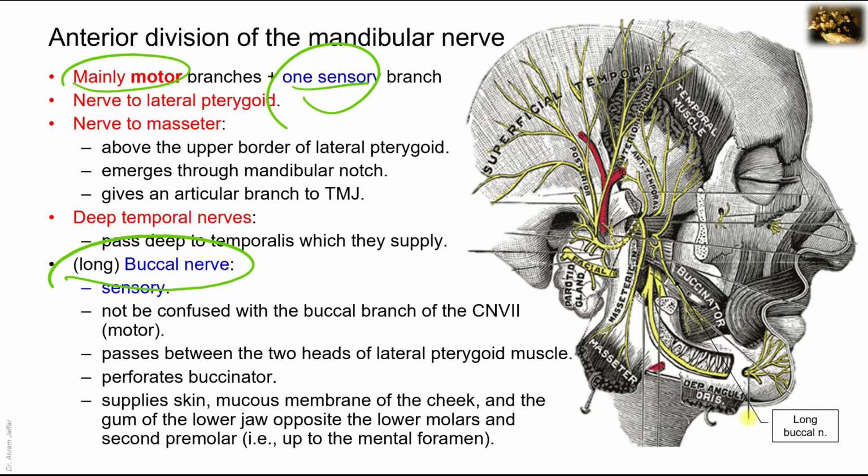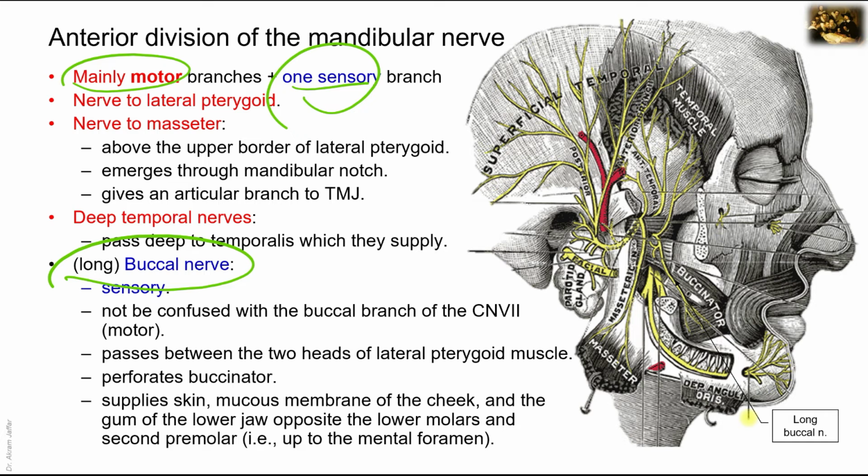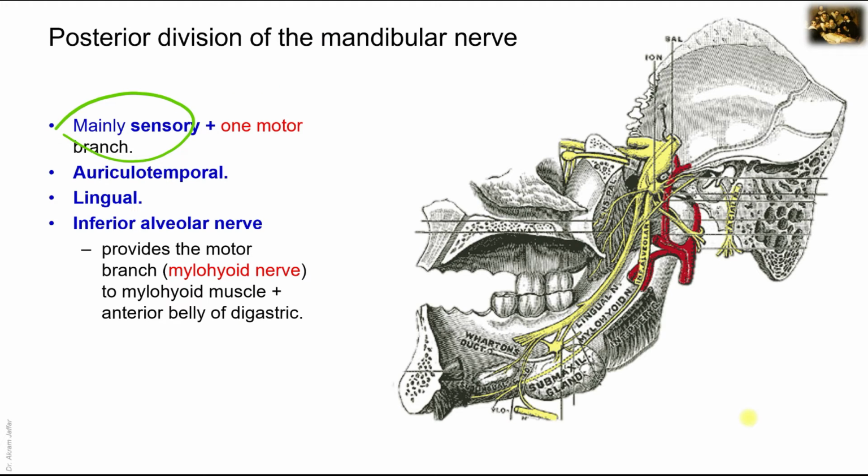So far about the branches of the anterior division of the mandibular nerve. Now the posterior division of the mandibular nerve is mainly sensory. The anterior is mainly motor, but there is one sensory branch. The posterior is mainly sensory, but there is one motor branch.